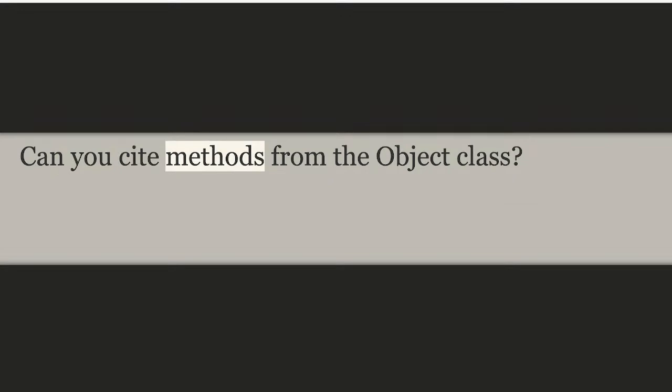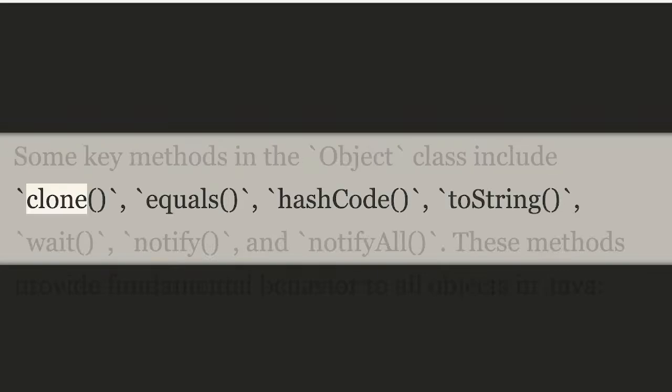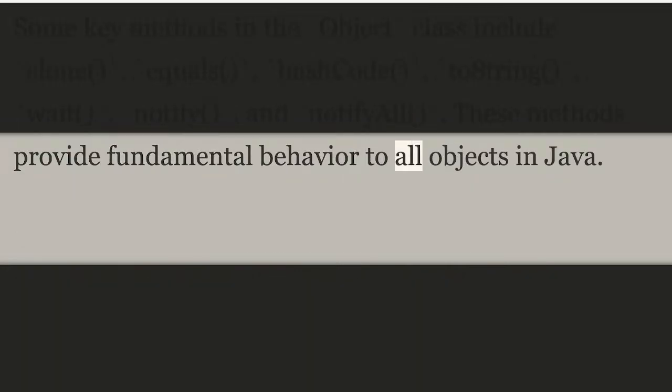Can you cite methods from the Object class? Some key methods in the Object class include clone, equals, hashCode, toString, wait, notify, and notifyAll. These methods provide fundamental behavior to all objects in Java.